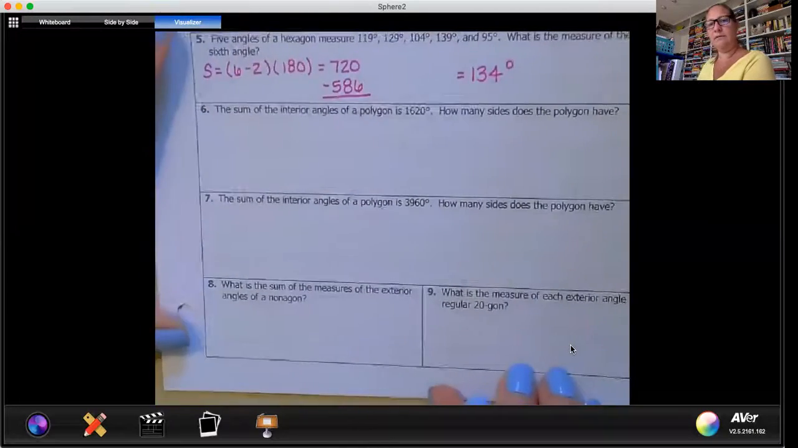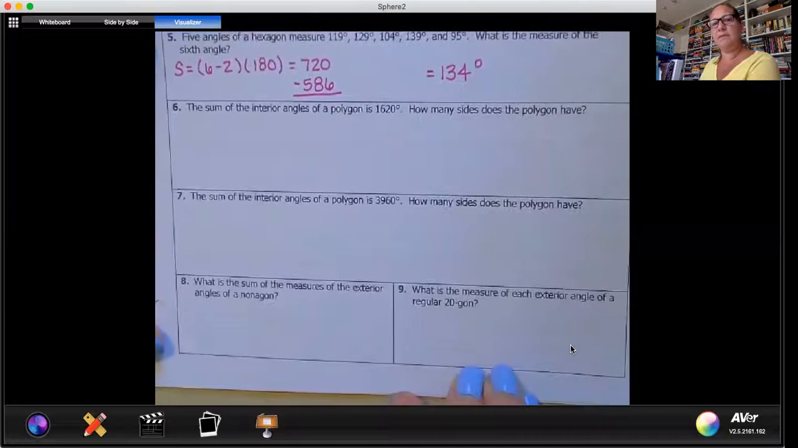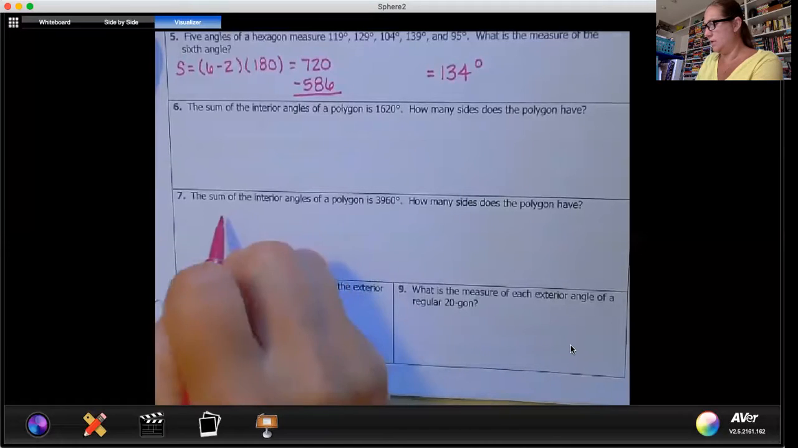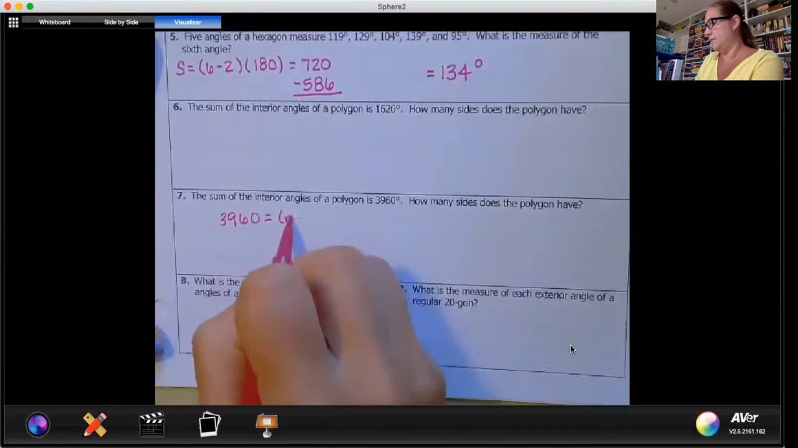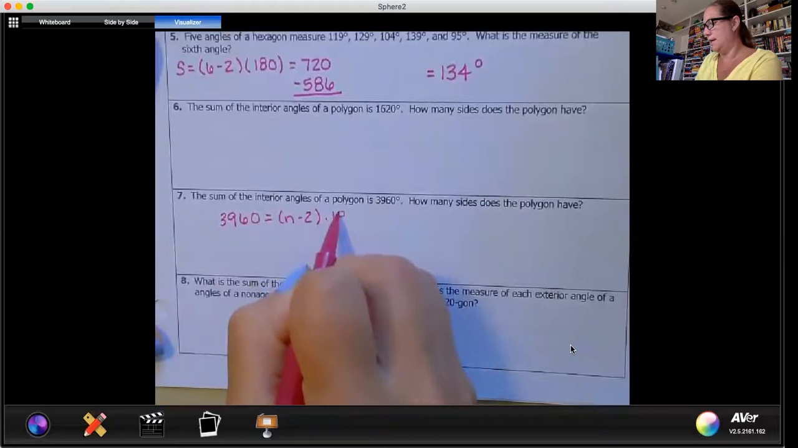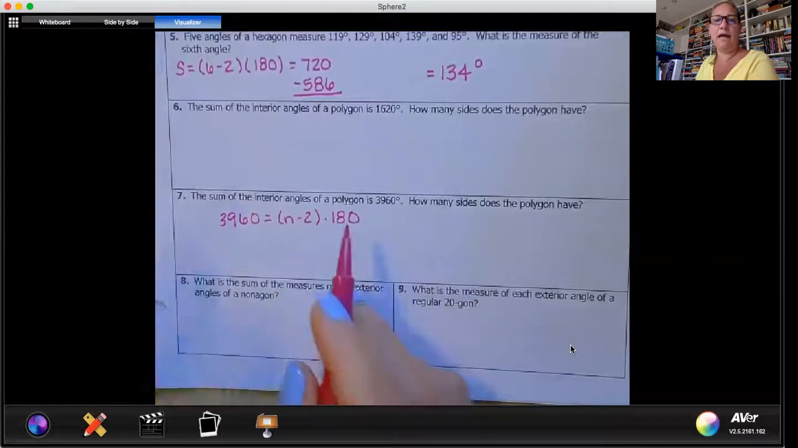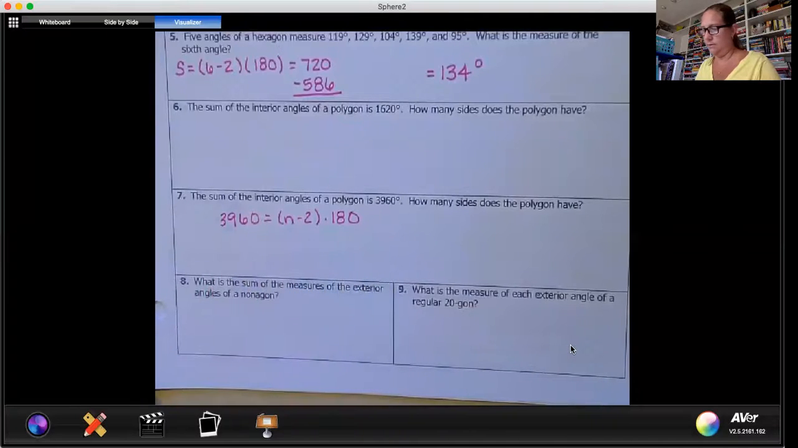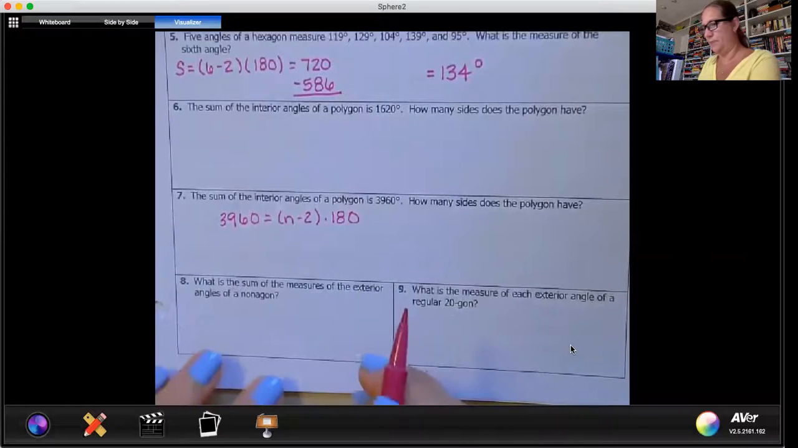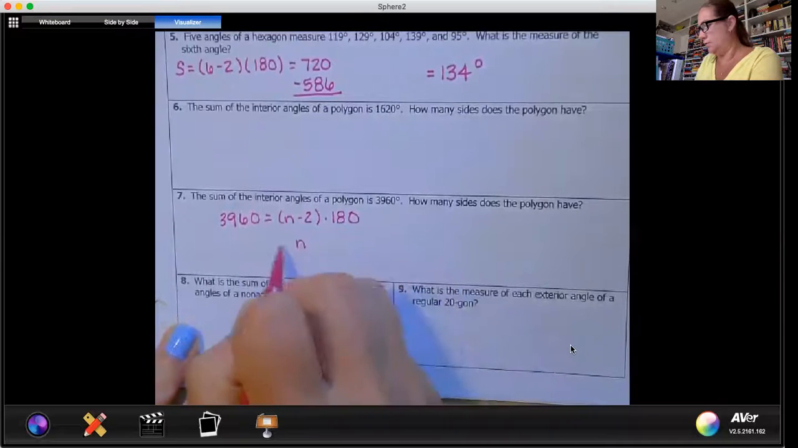Taking a look at number 7, the sum of the interior angles of a polygon is 3,960. How many sides does the polygon have? So the sum, 3,960, equals (n minus 2) times 180. If I'm solving this problem, I'm going to divide both sides by 180 and then add 2. So 3960 divided by 180, add 2, and you should get n equals 24.